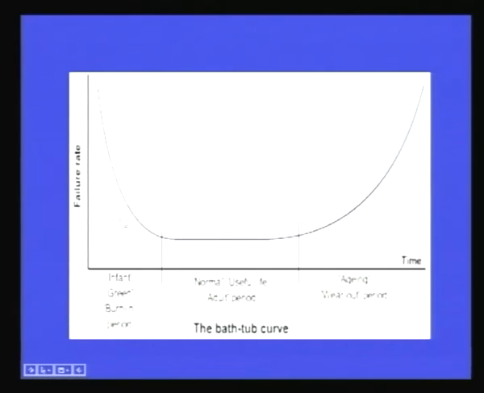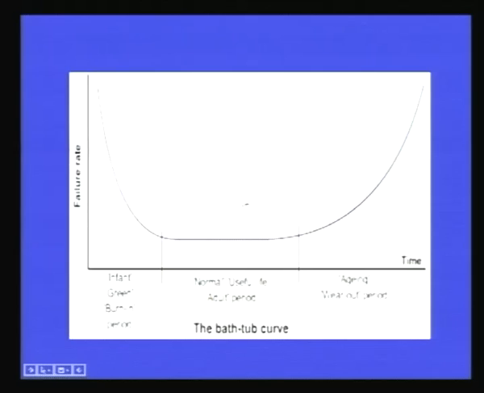Clearly distinctive three phases are there: one first phase, second phase and the third phase. Now first phase, as we have already seen, it can be called as the infant phase, green phase or the burn-in period. So we can see the failure rate is comparatively higher, but as soon as we go towards the normal useful or active period or adult period, it is nearly constant. And when we go to the aging or the wear out period, again the failure rate increases.